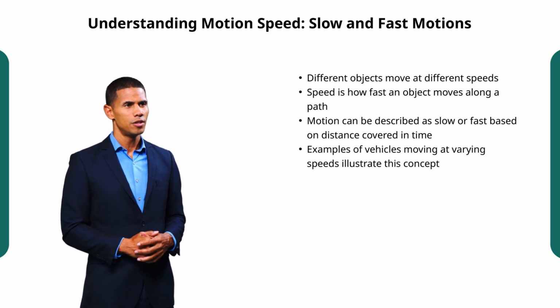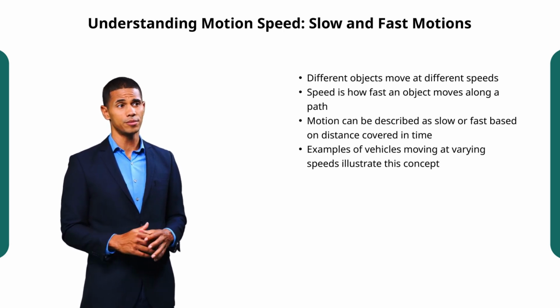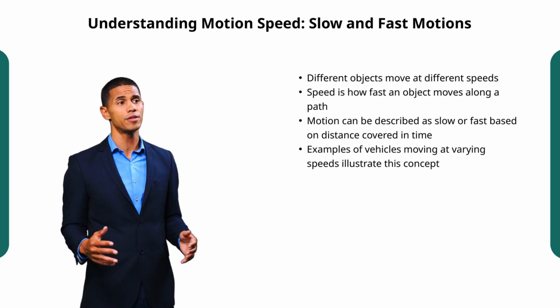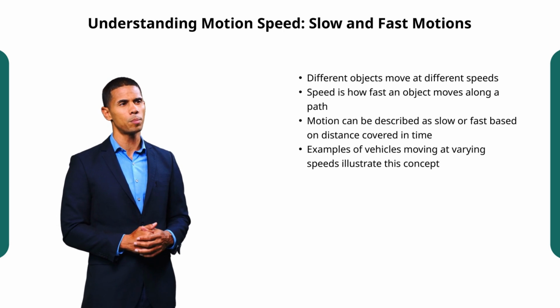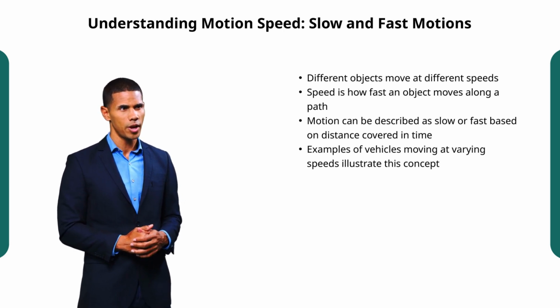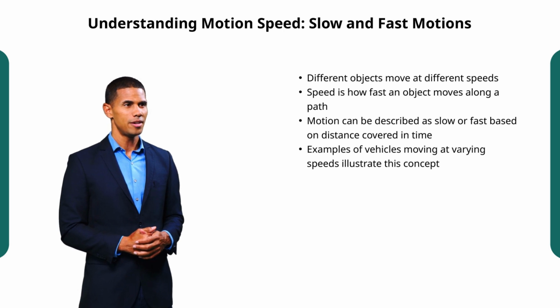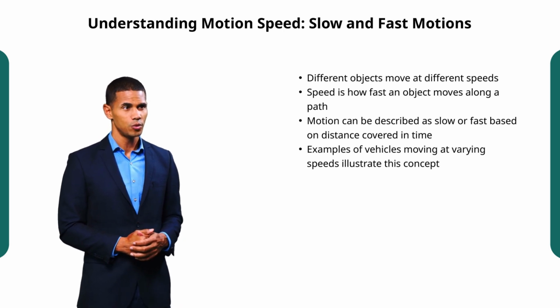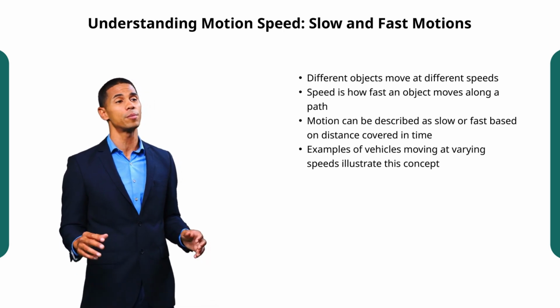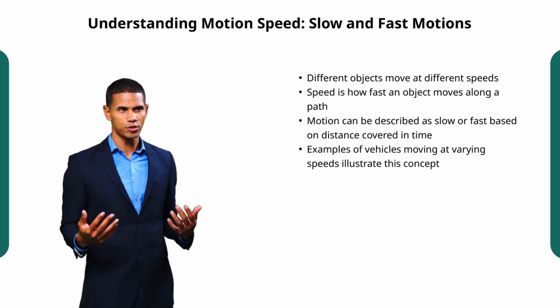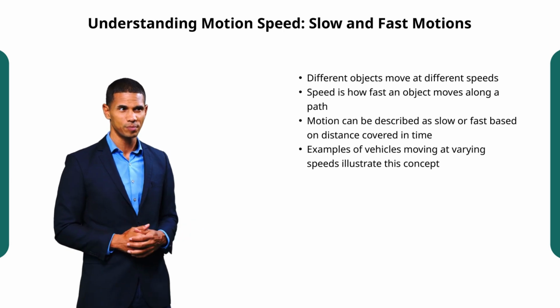If you have ever raced your friend or watched a marathon, you notice that whoever covers the distance in less time is faster. For example, a bus usually moves faster than a bicycle on the same road. Imagine you start pedaling your bicycle just as the bus begins to move. After 5 minutes, you would have covered less distance than the bus, right? That's because your speed is less than the bus's speed.